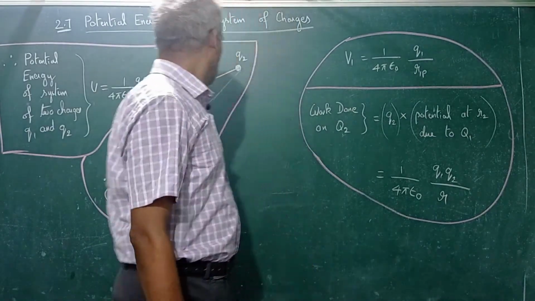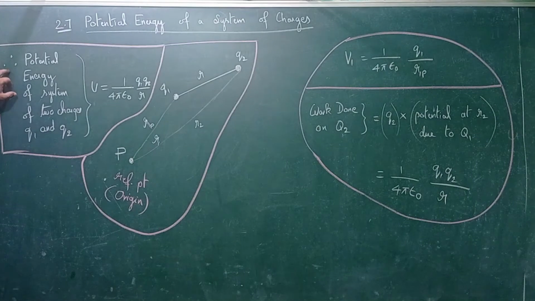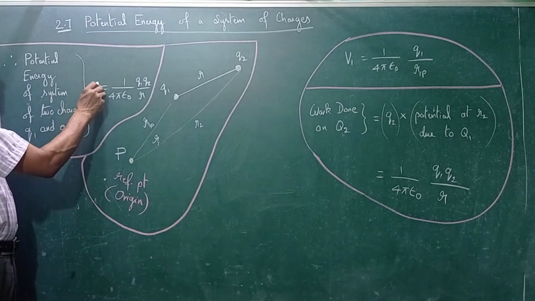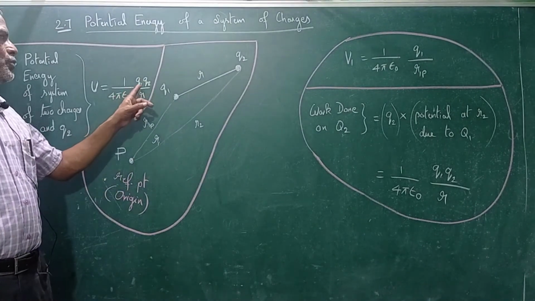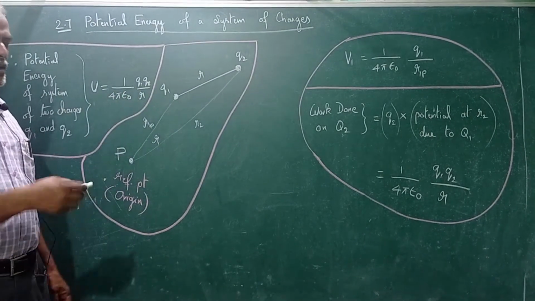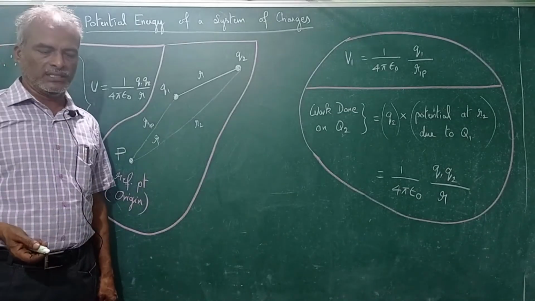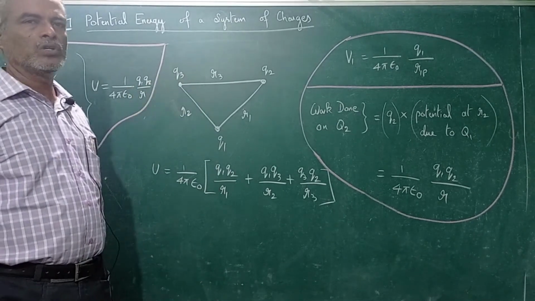Okay. Therefore potential energy of system of two charges, if you are considering two charges q1 and q2, the potential energy is given by U, which is equal to 1 by 4 pi epsilon naught q1 q2 divided by r. Now we will see what will happen if there is more than two charges. Now we will consider more than two charges.